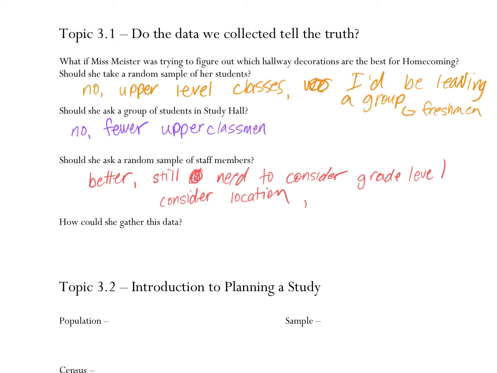Okay, so anyway, guys, if you could pick any process for me to gather data to make the decision as to which hallway is the best, and make that process a fair process, what would you do? Send out one of those Google forms to the whole school. A Google form to the whole school? Hey guys, who's going to respond to a Google form sent out to the whole school?